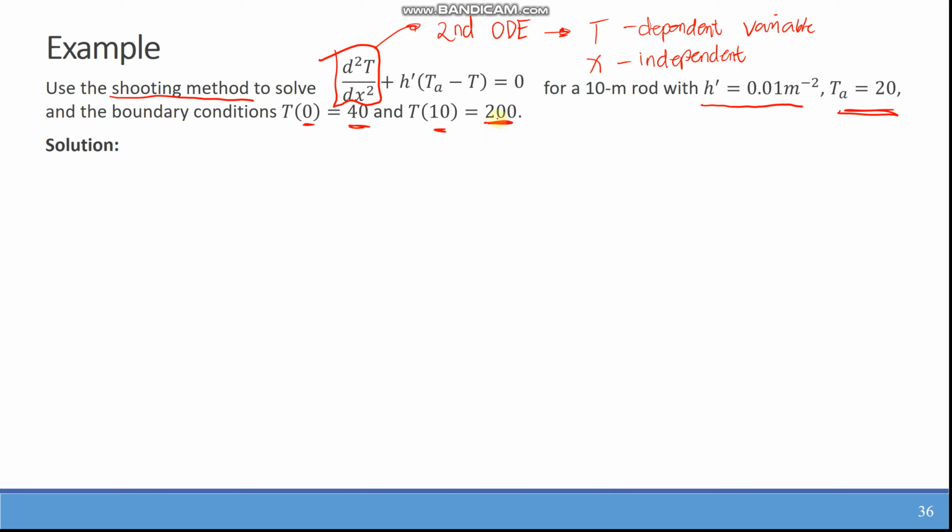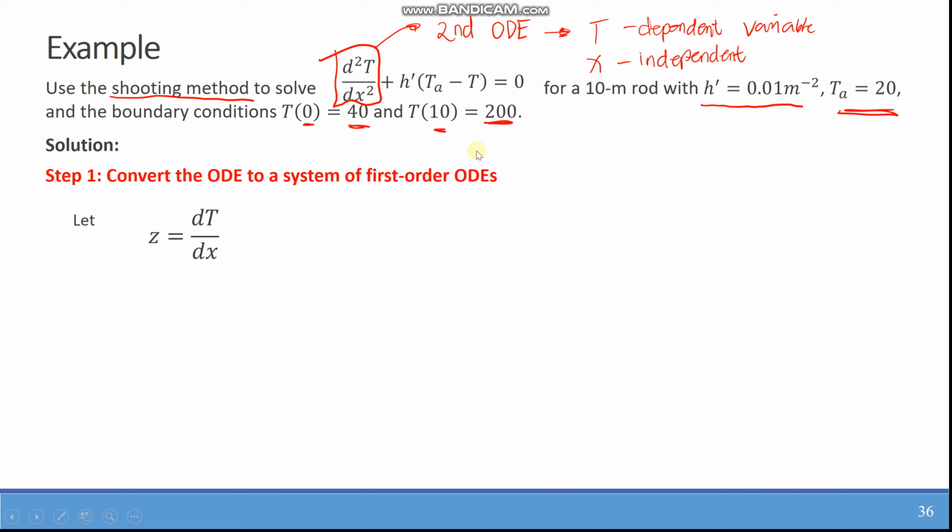T is 200. So again, in this shooting method, the first step is to convert the ODE system to a system of first order ODEs. Since this is a second order ODE, we are going to apply this convention. We let z be equal to the first derivative, that is dT over dx. Then when we differentiate it, this will become a first order ODE which represents this second order ODE.